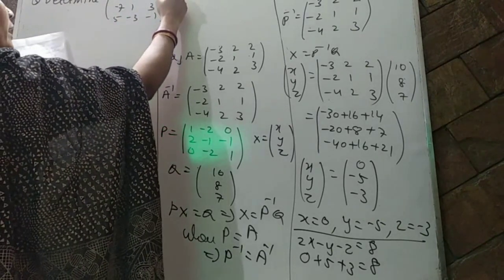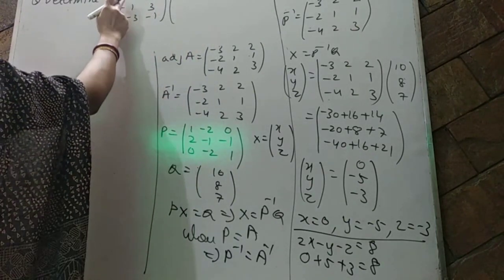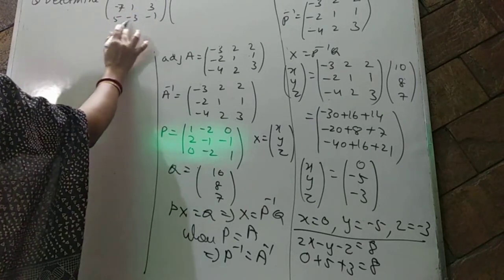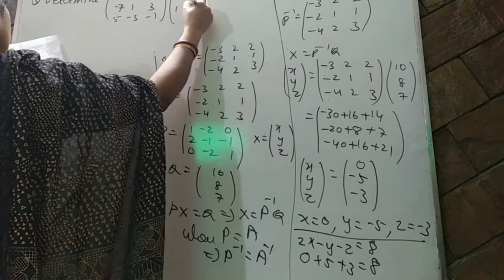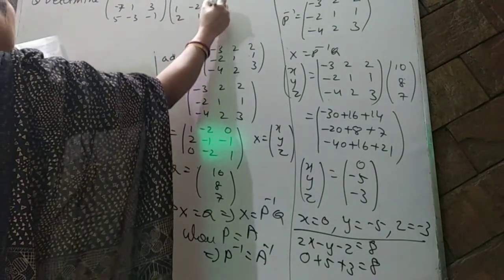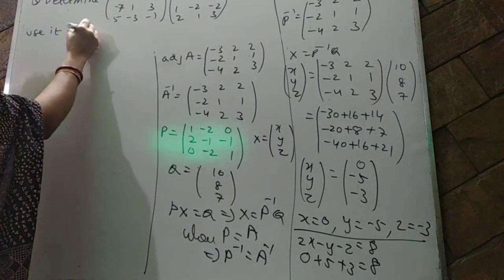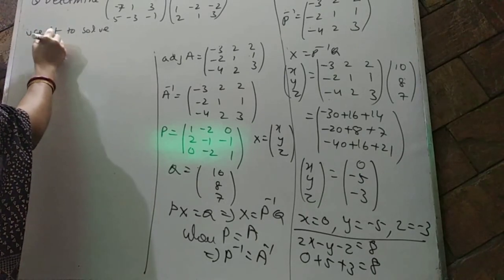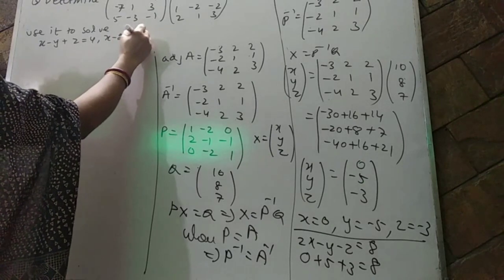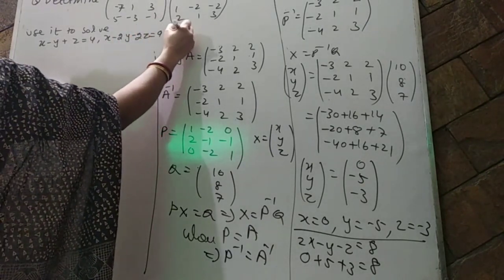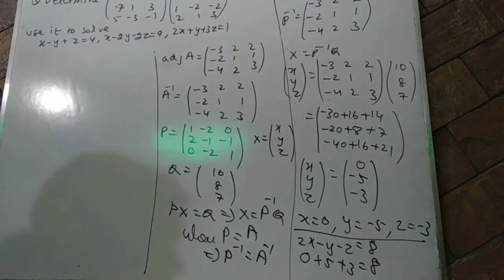Determine the product. Write it down, beta. Determine the product of -4, 4, 4, then -7, 1, 3, 5 minus 3 minus 1, then 1 minus 1, 1, 1 minus 2 minus 2, 2, 1, 3. And use it to solve the equations. I'm writing x minus y plus z equal to 4, x minus 2y minus 2z equal to 9, 2x plus y plus 3z equal to 1. And that is the most important part I'm taking.